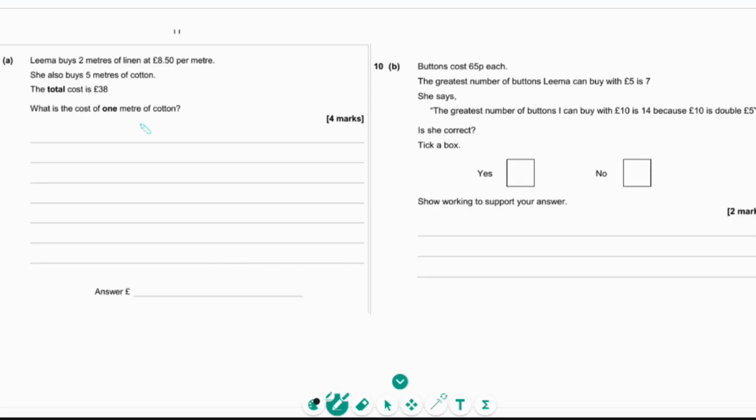Lima buys 2 metres of linen at £8.50 per metre. She also buys 5 metres of cotton. The total cost is £38. What is the cost of 1 metre of cotton?